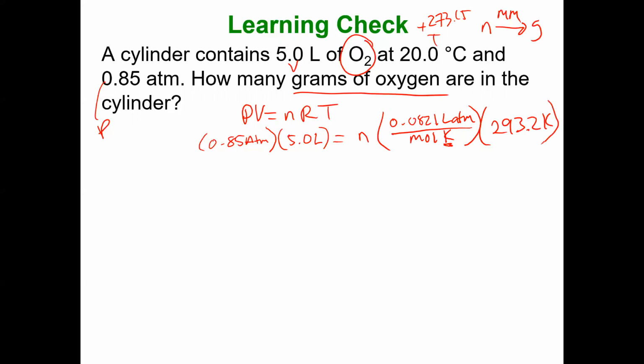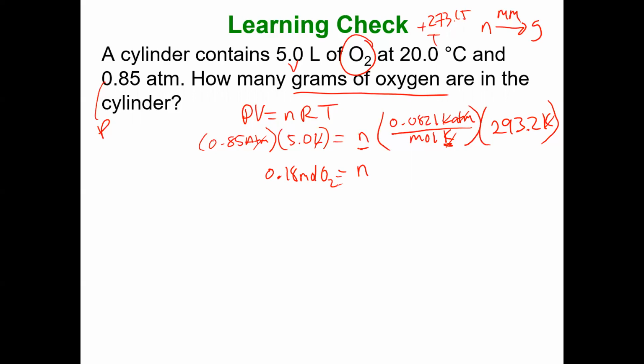All my units are going to cancel. Atmospheres and liters will cancel here. And then Kelvin will cancel here. And when I divide by the right side of this equation, the moles will end up going on the numerator. And that's what I need for n. So when I divide, my n becomes 0.18 moles of O2.